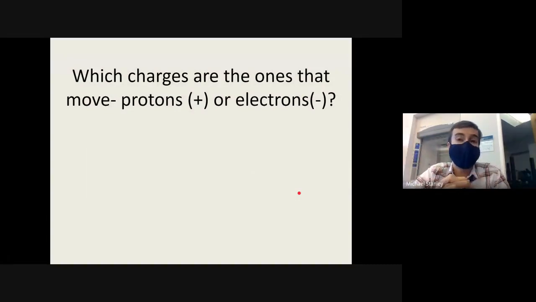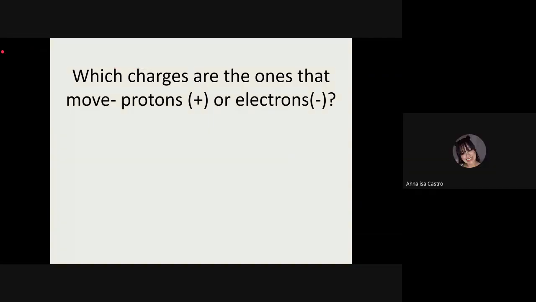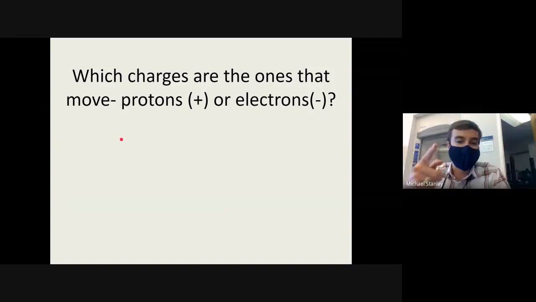So we talked a lot about the different types of positive and negative charges with our static electricity on Tuesday. Does anybody remember which charges are the ones that move? We have our positive protons and our negative electrons, which are the ones that move from material to material or from place to place. The electrons? The electrons. Bingo. Ooh, not quite, Gerson.